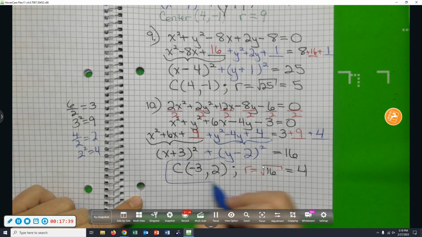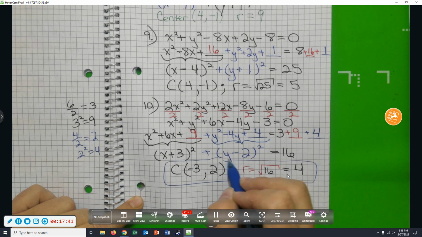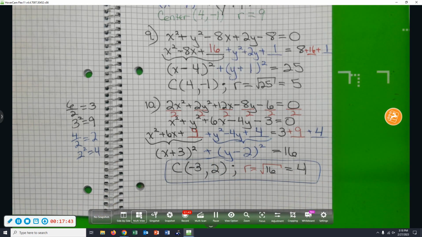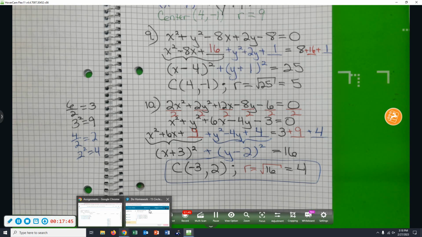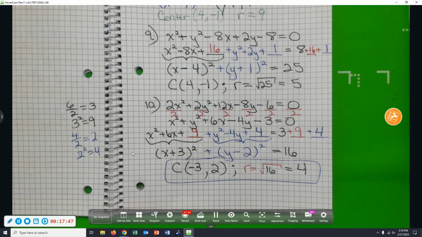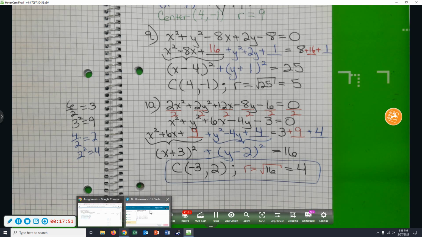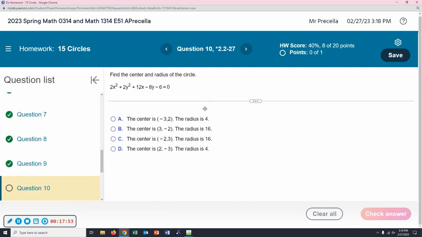I think this one's just a multiple choice. Okay, so we need a radius of 4 and a center of -3, 2. Let's see. Okay, so it's either A or D. I think it's A. Is it A?